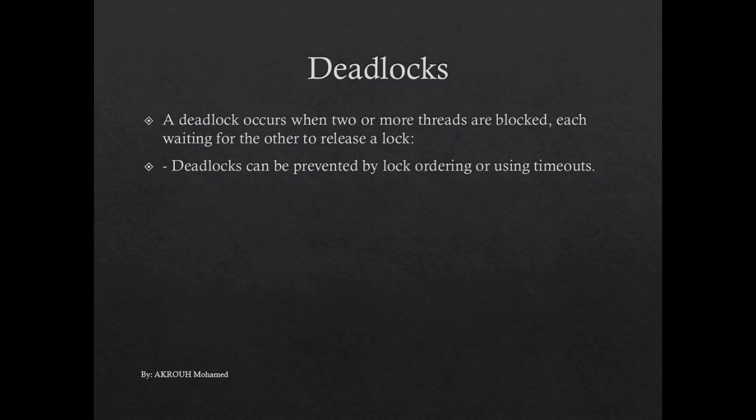For instance, if thread A holds lock 1 and waits for lock 2, while thread B holds lock 2 and waits for lock 1, both threads will be stuck indefinitely. As a senior developer, understanding how to detect and avoid deadlocks is crucial. You can use techniques like ordering locks or implementing timeouts to prevent this situation.